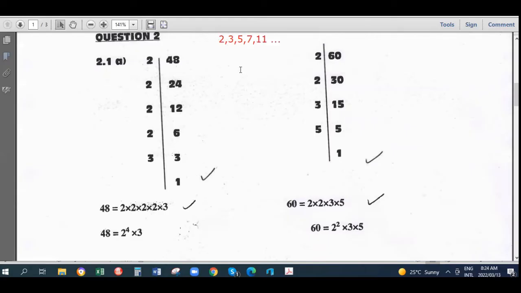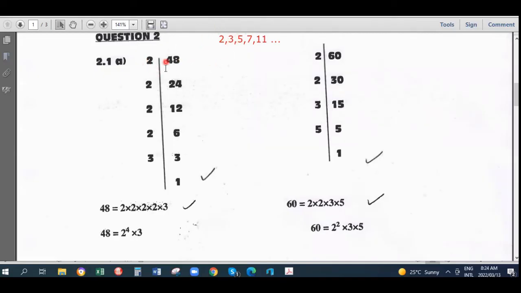So we'll take the lowest prime number. The lowest prime number is 2. Can 2 go into 48? Yes, 2 divides into 48 exactly 24 times. Then 2 divides into 24, 12 times. 2 divides into 12, 6 times. 2 divides into 6, 3 times. Now, can 2 divide into 3? No. So we're taking our next prime number.